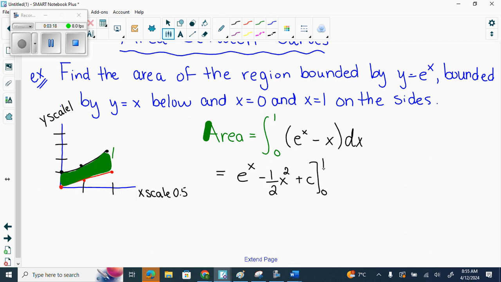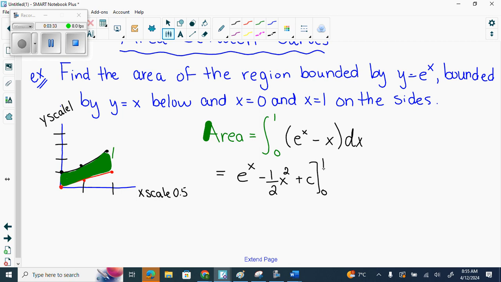Right? Is there a plus c on the e to the x antiderivative? No, this is the whole thing together. They put the whole thing together. So now it's just an equation.